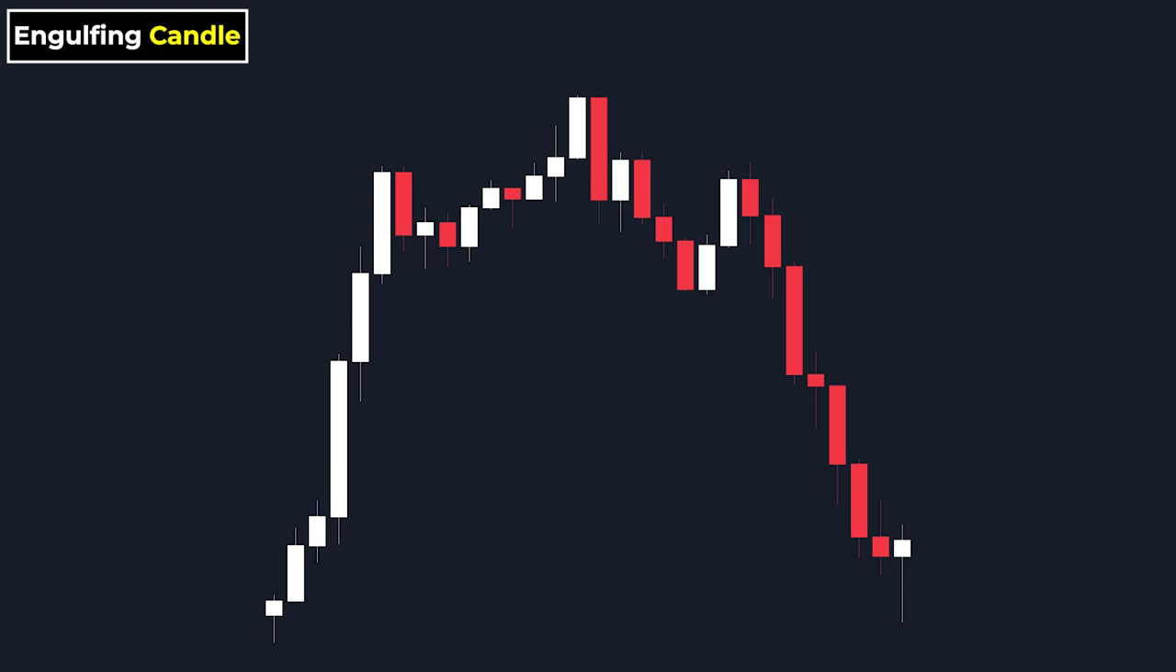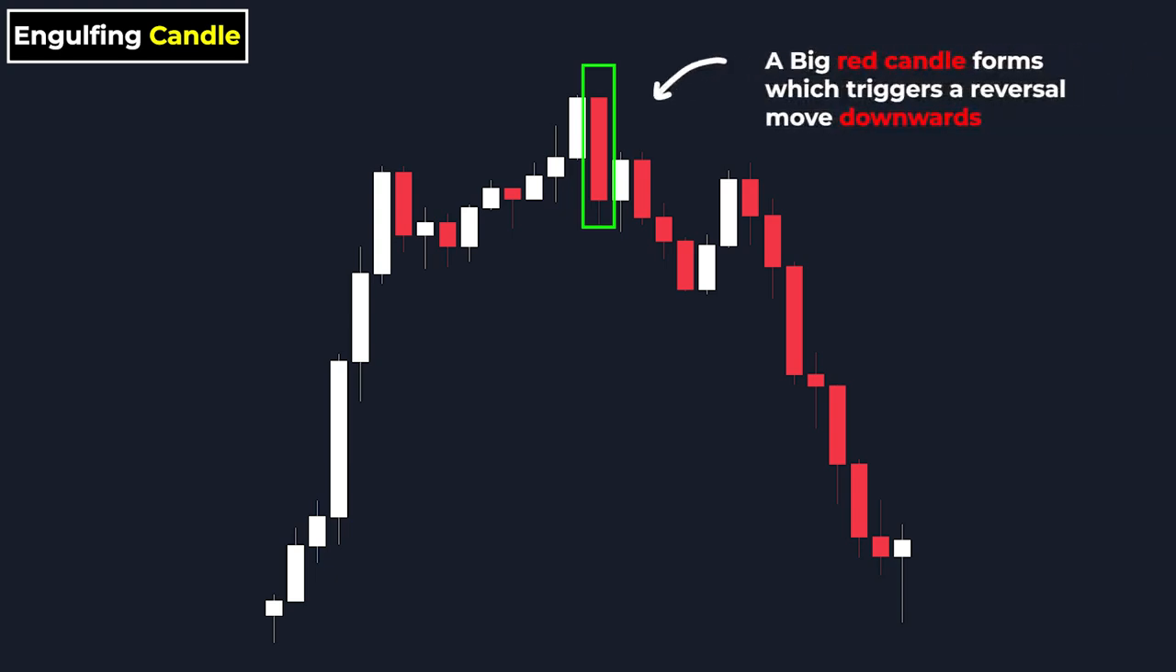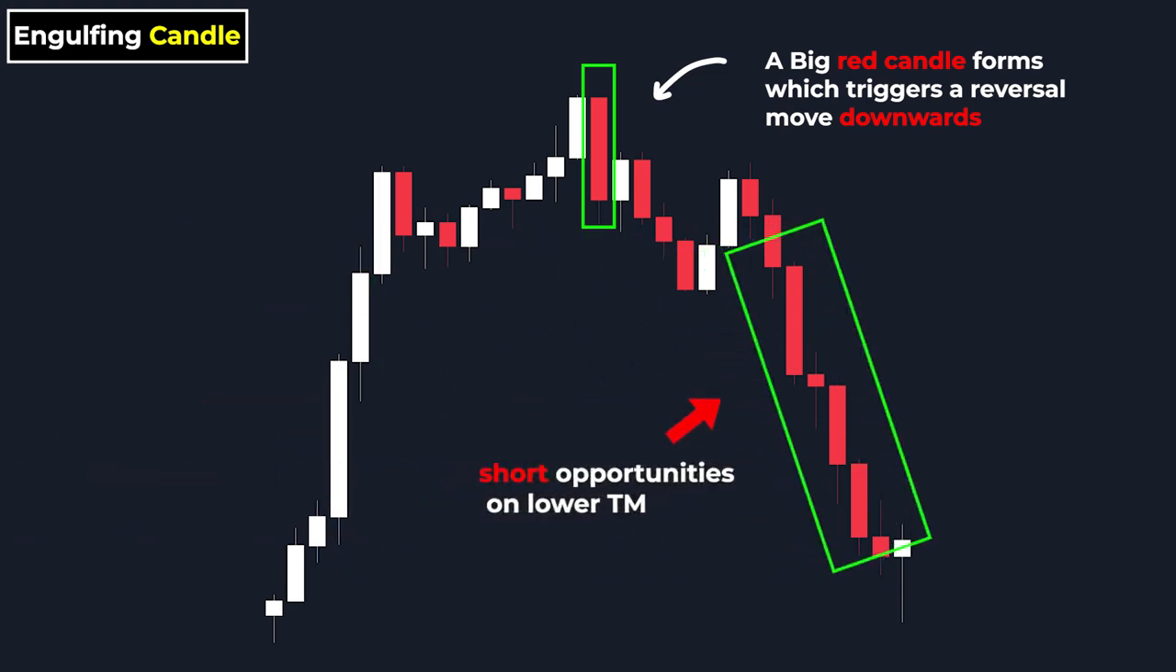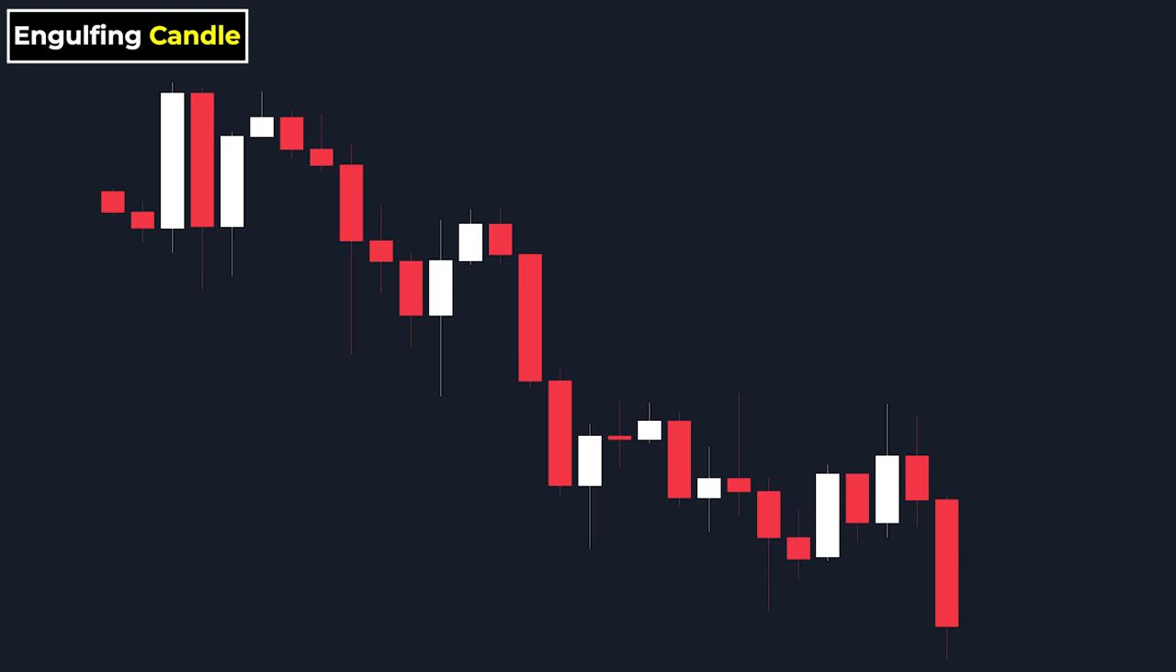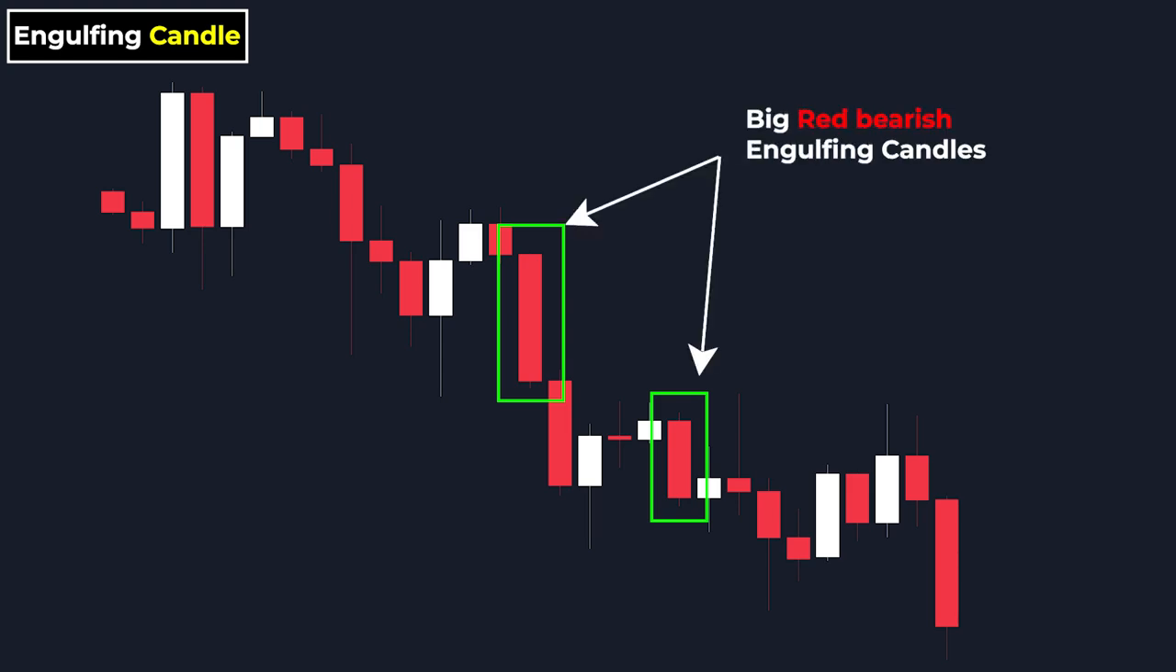A bearish engulfing candle works the opposite way. If the market is in an uptrend and a big candle fully covers the previous candle, it signals that sellers are taking control. This can cause the price to drop, creating chances to sell. You can also use a bearish engulfing candle to confirm a trend continuation. If the market is in a downtrend, sometimes the price pulls back before continuing lower. When a big red bearish engulfing candle forms after a pullback, it signals that sellers are back in control. This often leads to more price drops, creating more selling opportunities.